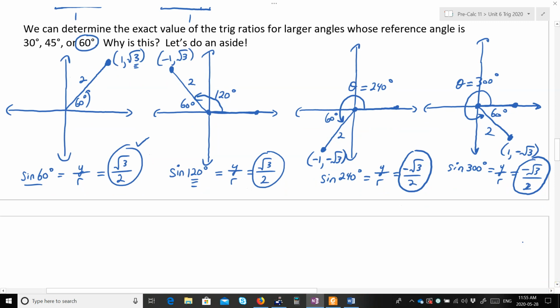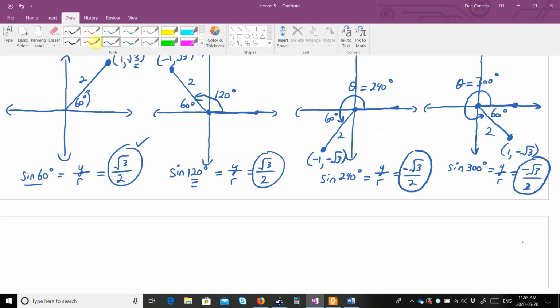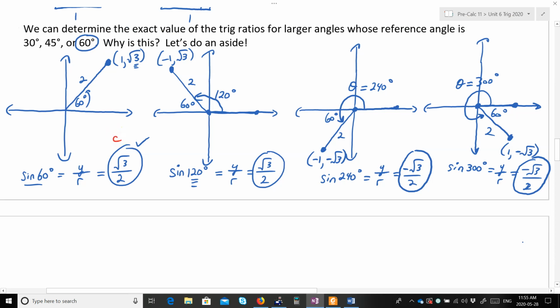Okay, and of course the positive or negative situation comes down to the CAST rule yet again, right? And you know how CAST goes like this. In the first two quadrants, all trig ratios are positive and sine is positive, so that's why in these first two we were getting positives. And then in quadrant 3 and quadrant 4, sine is negative, because just tan is positive and just cos is positive, so that's why we were getting negatives for those.